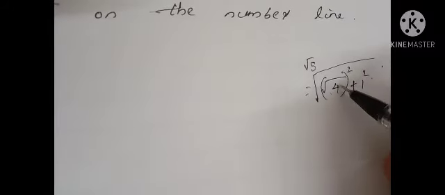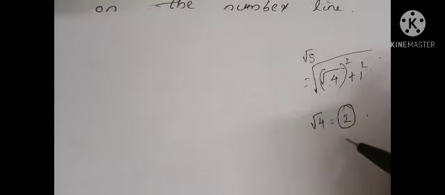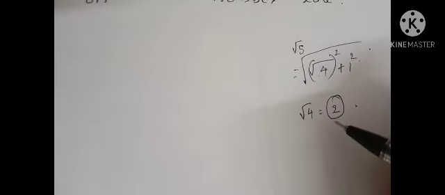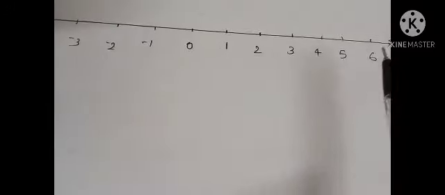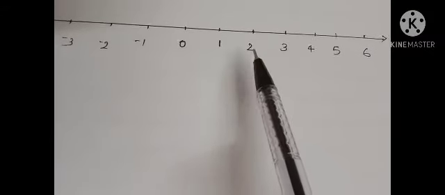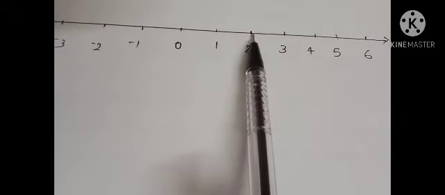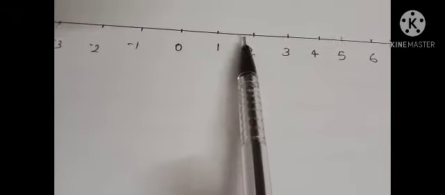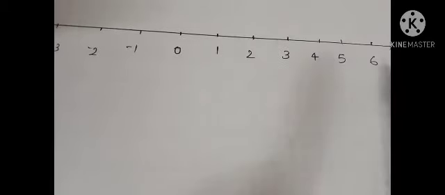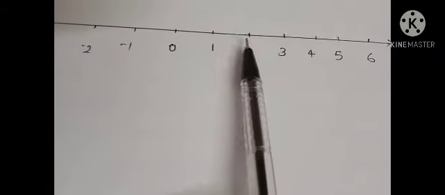So root 4 we already get as 2. Root 4 is equal to what? 2. So in the number line we have to start from 2. Then directly we will get root 5. For that, first we have to draw the number line. Then here we have to start from 2 because root 4 is 2. But here we have to draw a perpendicular line through 2. Either a protractor or a compass you can use, whichever is easy for you.